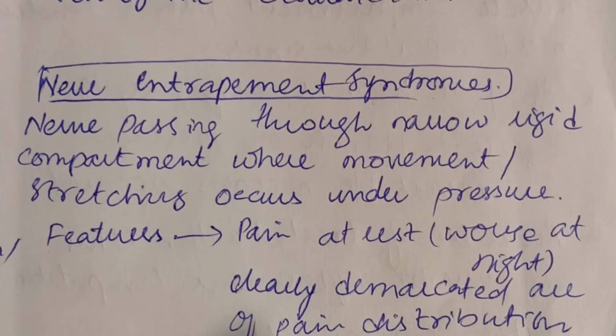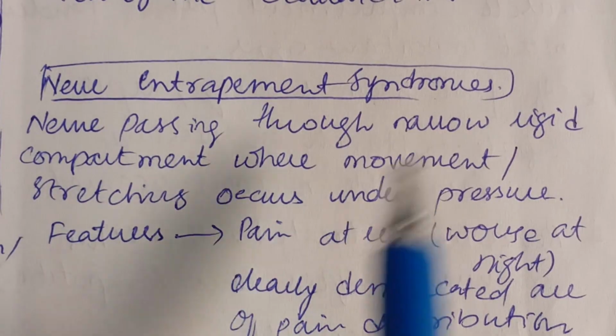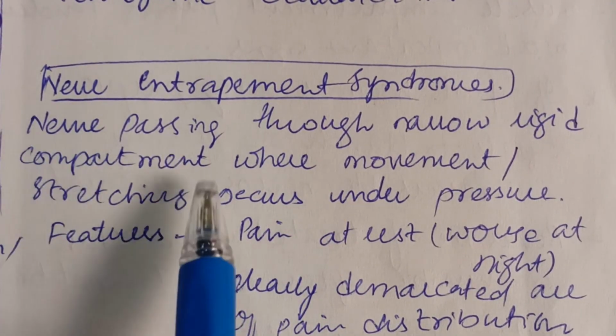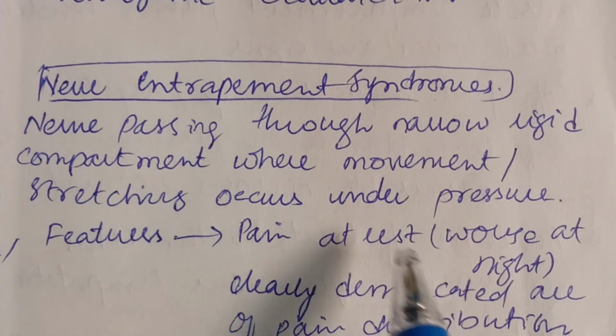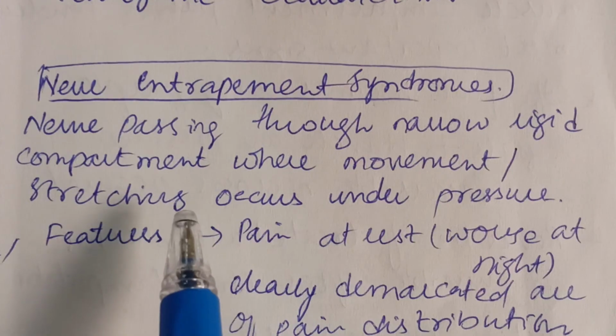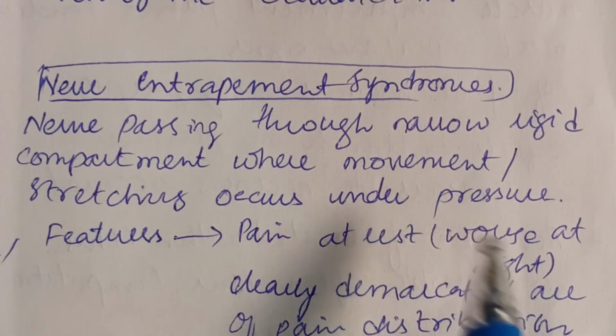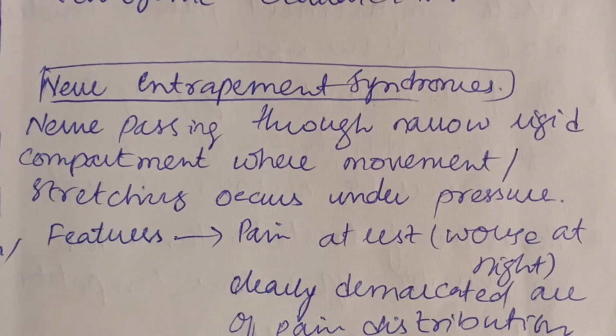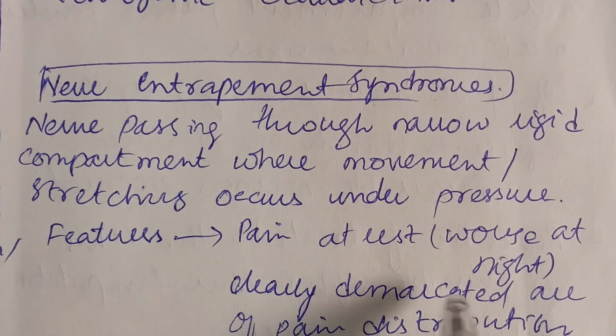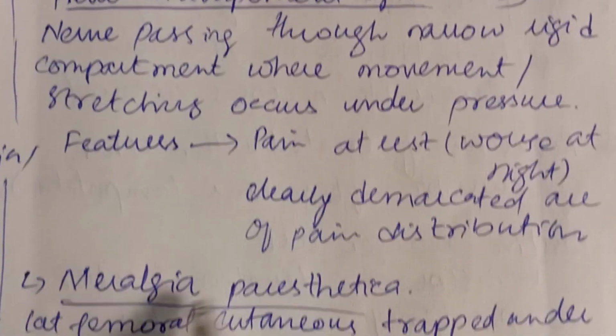Nerve entrapment syndromes. Nerve entrapment syndromes are when the nerve, which is passing through a narrow rigid compartment, comes under pressure during movement and stretching due to the rigid compartment, for any reason. Features would be pain at rest, which is worse at night, and the distribution of the pain would be a clearly demarcated area. Under the nerve entrapment syndromes, there are a number of nerve associated syndromes like neuralgia paresthetica.